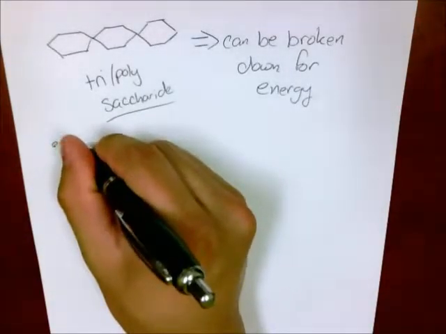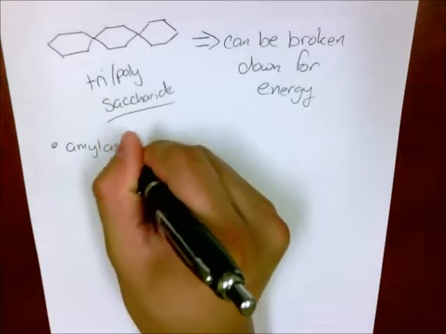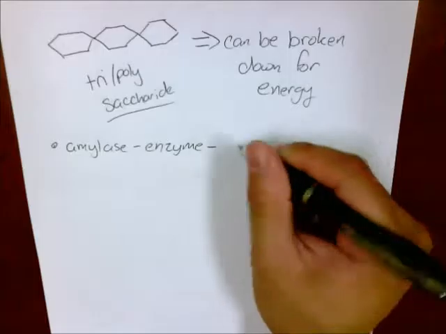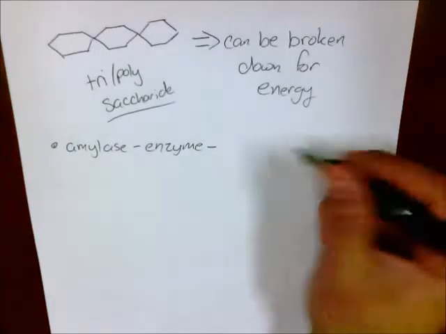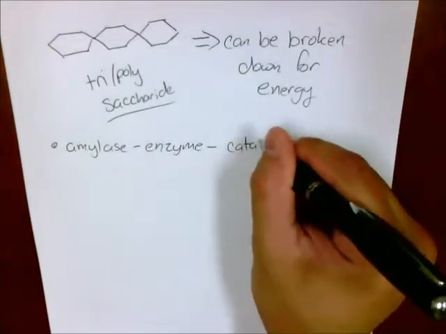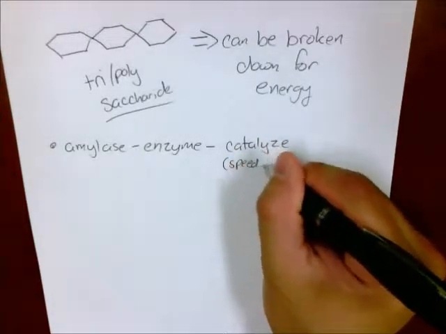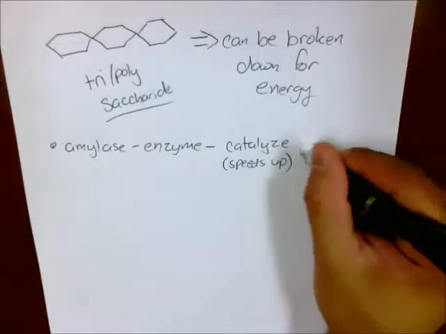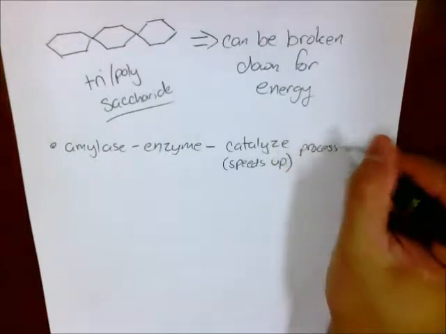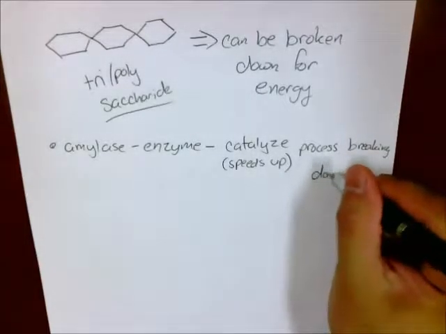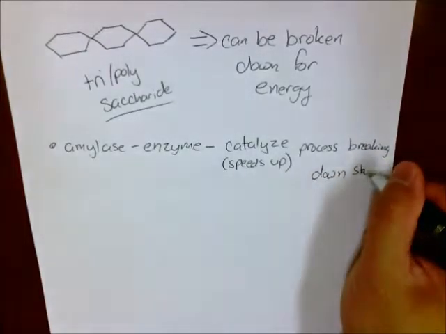But you have something called amylase. All right. So amylase is an enzyme. It's a very specific kind of enzyme. And what it's going to do is it's just going to catalyze a reaction. It catalyzes. And what that means is it speeds up the process of breaking down starch. Okay, so it makes breaking it down easier.